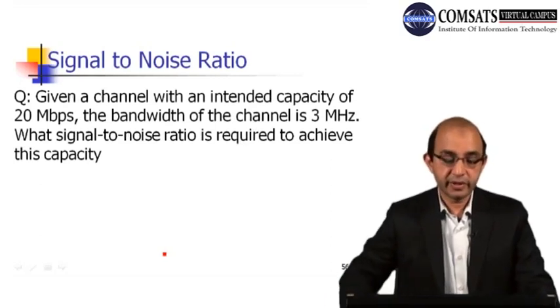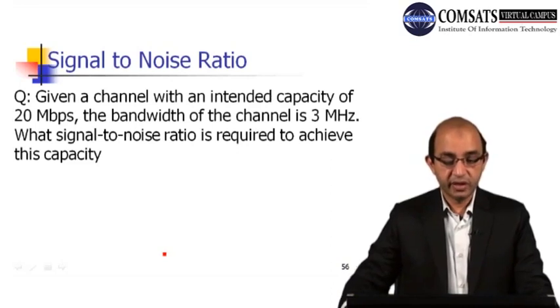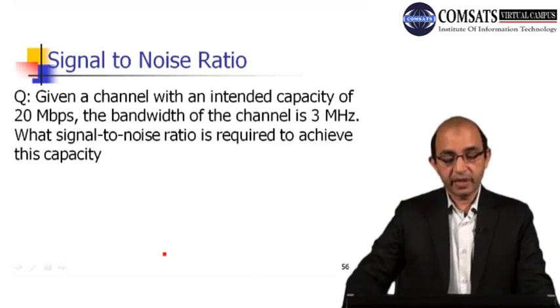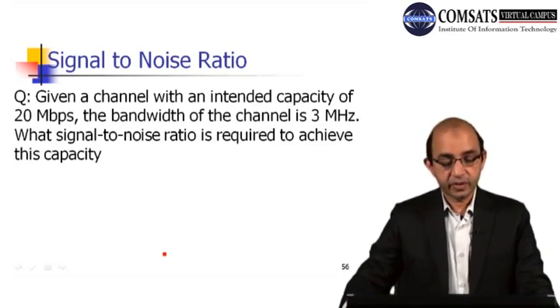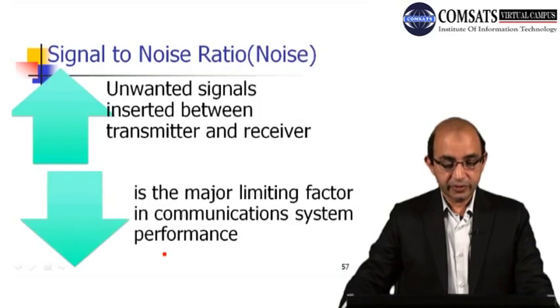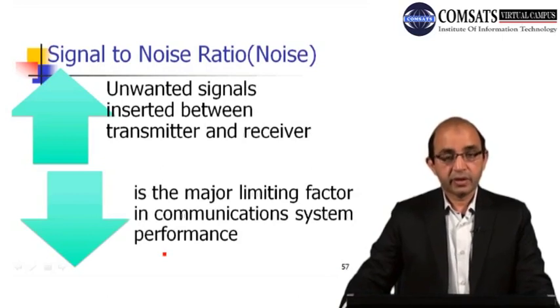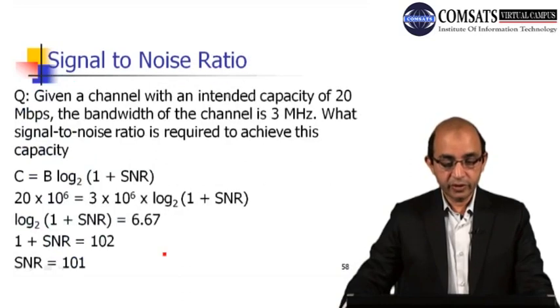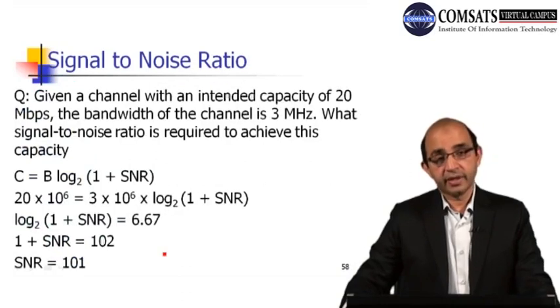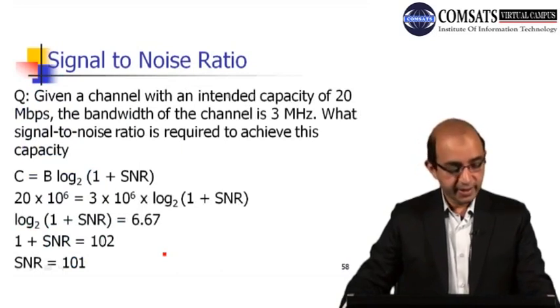So here comes the signal to noise ratio. We are given a channel with an intended capacity of 20 megabits per second. The bandwidth of the channel is 3 megahertz. So we need to calculate the signal to noise ratio in order to attain this capacity. As we know, noise is an unwanted signal, and we have different sorts of noise, which we don't need to discuss. In order to achieve the signal, the noise level should be less than the actual signal level, right?